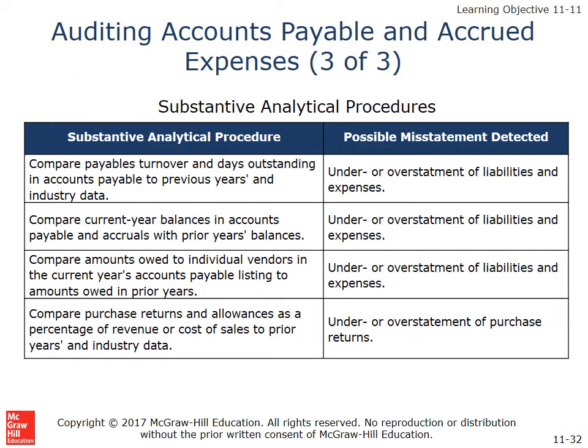So, first we could perform some substantive analytical procedures, and you've done this with your IDEA software and through your Earthware cases. Some substantive analytical procedures on accounts payable and accrued expenses are: compare payables turnover and days outstanding in accounts payable to the previous years and the industry. Compare current year balances in accounts payable and accruals with prior year. Compare amounts owed to individual vendors in the current year to prior years. And compare purchase returns and allowances as a percentage of revenue or cost of sales to prior years. So we're just trying to see if there's any weird stuff happening just based on our analytical procedures, to see if anything is worth investigating more based on industry or past history.